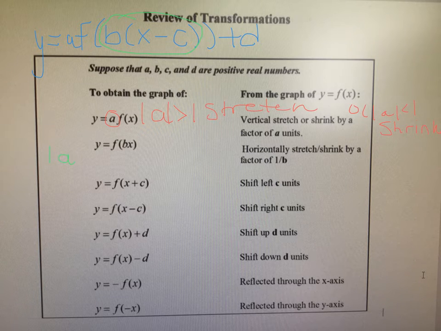If the absolute value of b is greater than 1, it's a shrink. And if the absolute value of b is between 0 and 1, then it's a stretch.